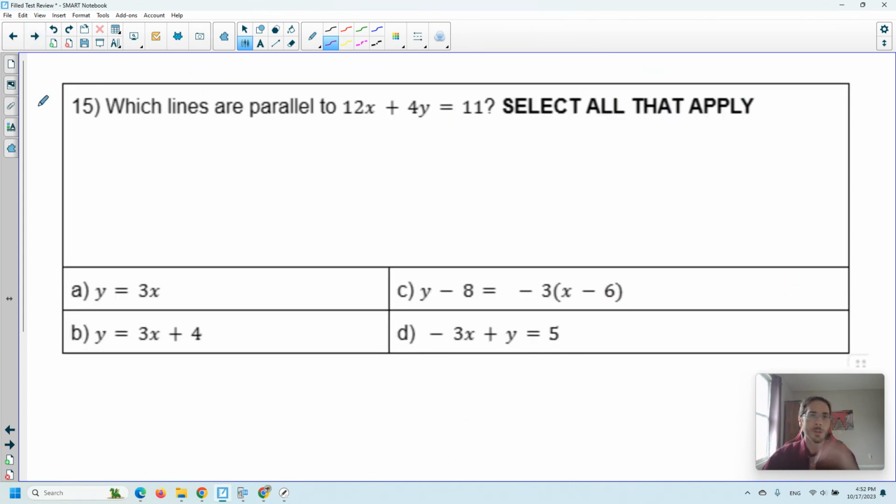All right, for number 15, which lines are parallel? Select all that apply. Again, I'm going to recommend you don't graph it because something might look parallel, but then you zoom out and it actually does cross way out at 1,000 or something. So what we're doing for parallel is just checking to see if the slopes are the same.